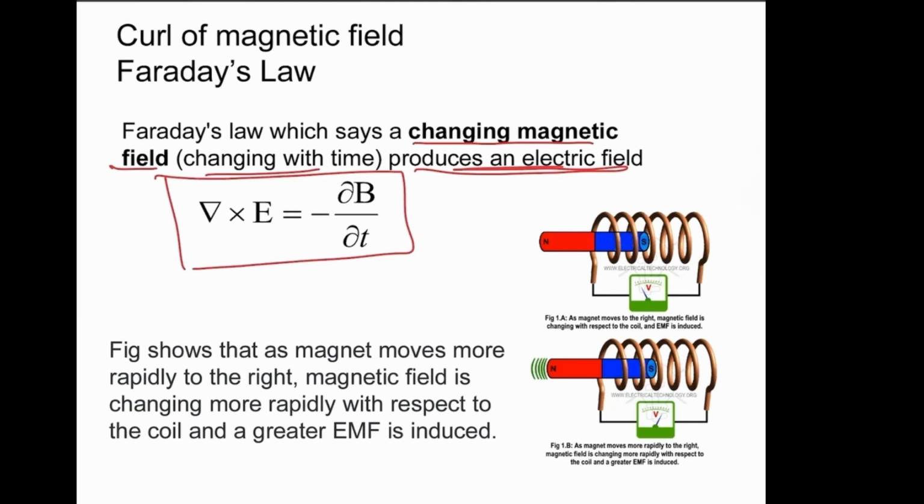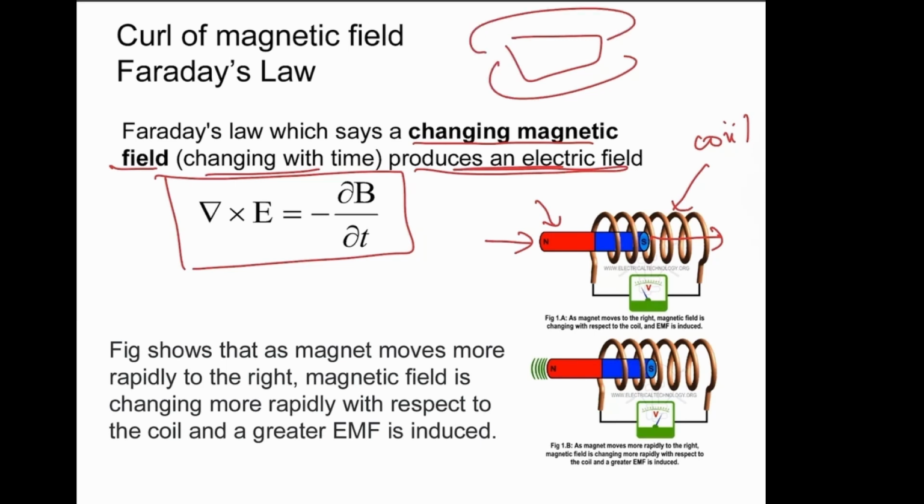So let's say we have a magnet and a coil. This magnet we can move in and move out. The magnet has its own magnetic field surrounding it, north and south. When we put this magnet inside the coil, the coil will cut the magnetic field and the needle will move. That shows the existence of an electric field.